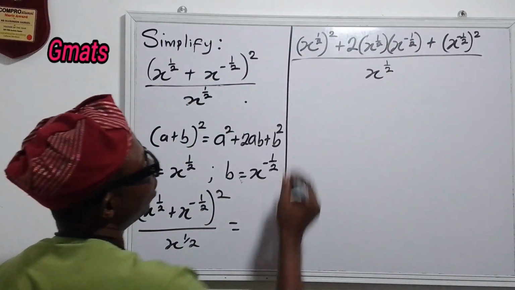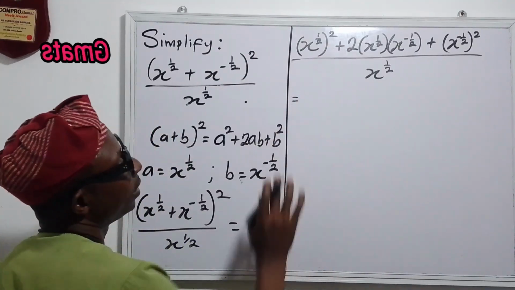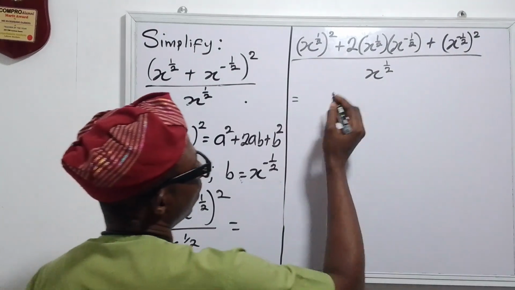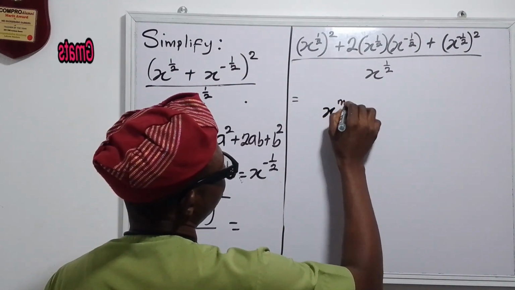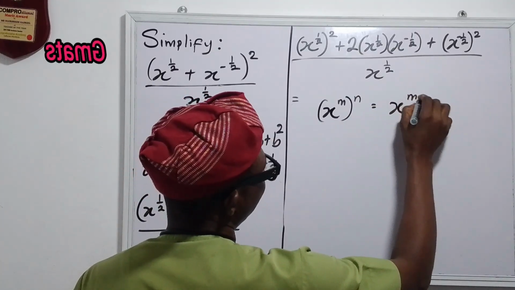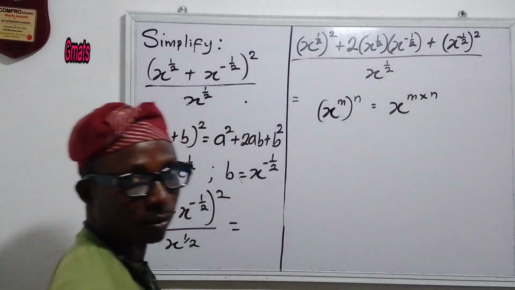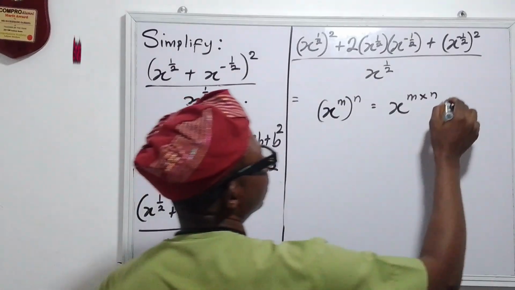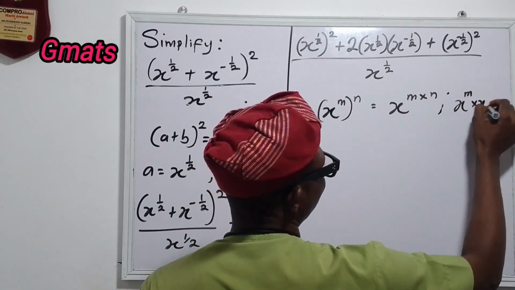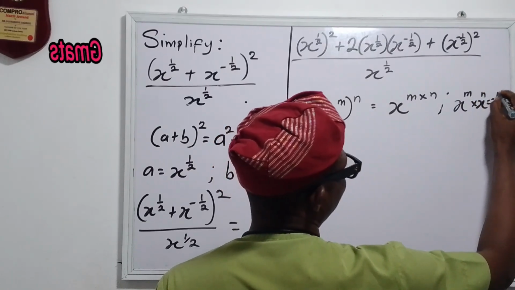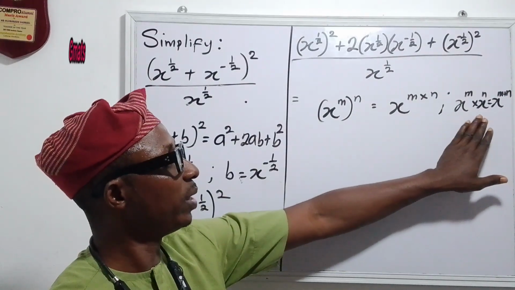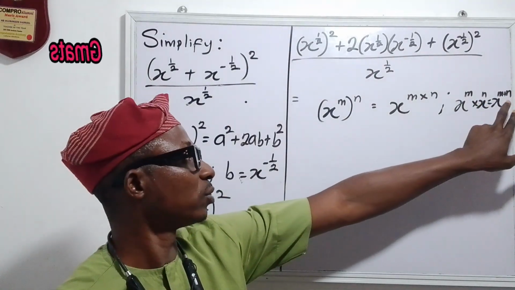Okay, so now we are going to be applying two laws of indices here. All right, so the first one is x raised to the power of m raised to the power of n is the same thing as x raised to the power of m times n. Okay, and the second one is x raised to the power of m times x raised to the power of n is the same thing as x raised to the power of m plus n. Okay, so when multiplying and the base is the same thing, you add the powers together.